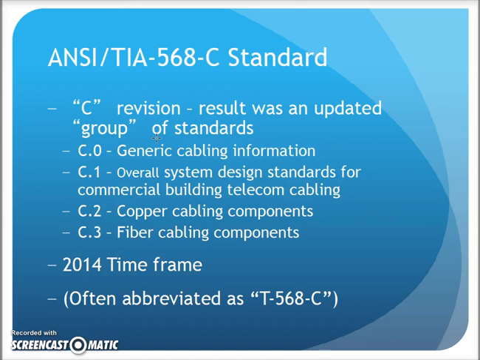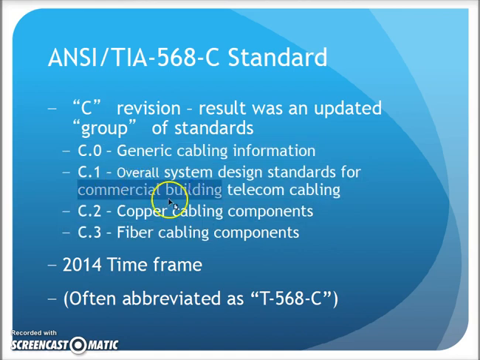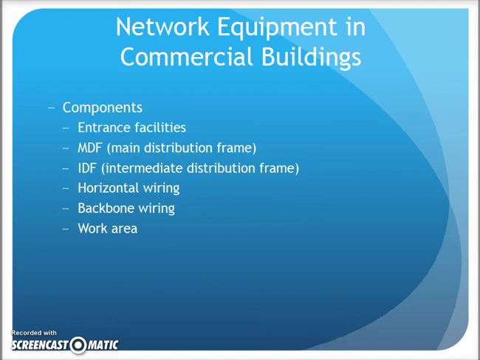There have been revisions over the years. The latest one is the 568C standard around the 2014 time frame, and there are actually sub pieces to it: C0, C1, C2, C3 on generic cabling, commercial building, telecom, copper, and fiber. There are actually pieces to this to describe specifics of each of these pieces of your cabling system, just as a little side note. And I know the book does not go into that detail. I'm just giving you an idea. All right, so that's the beginning part, just kind of getting your brain organized.